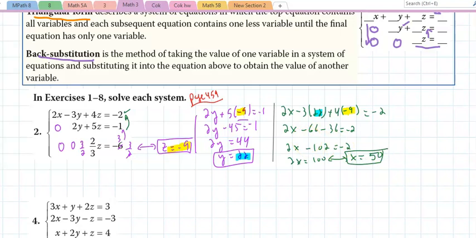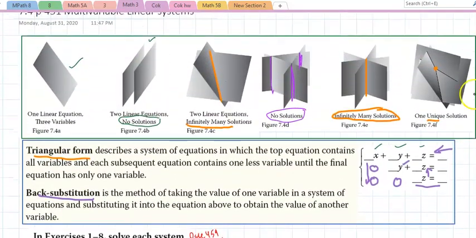So here, what we got was 50, 22, and negative 9. That satisfies the first equation, the second equation, and the third equation. That's what it means to be a solution. So we are in this case.